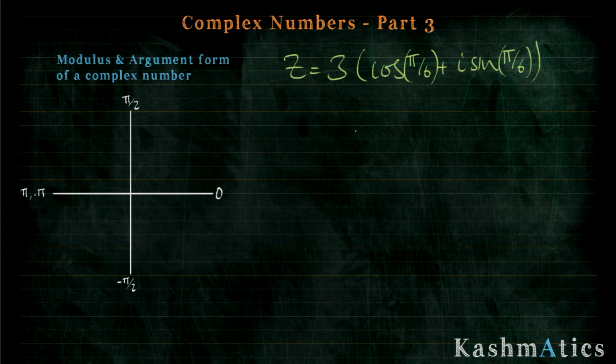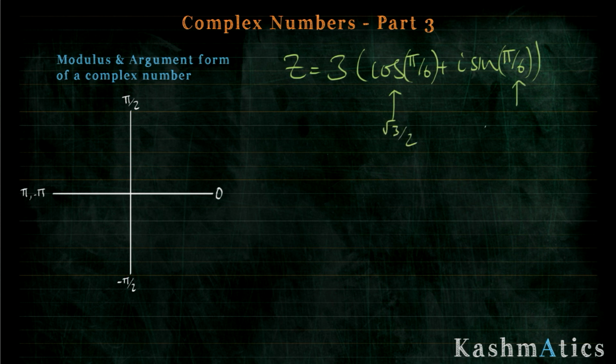And one last thing before we finish, what if the number is already in modulus and argument form and we wanted to convert it back into the a plus bi form? It's actually really straightforward. It's probably easier than going the other way. All I need to do is work out what the cos of the angle is. So the cos of pi over 6 is root 3 over 2. It's one of those nice angles.